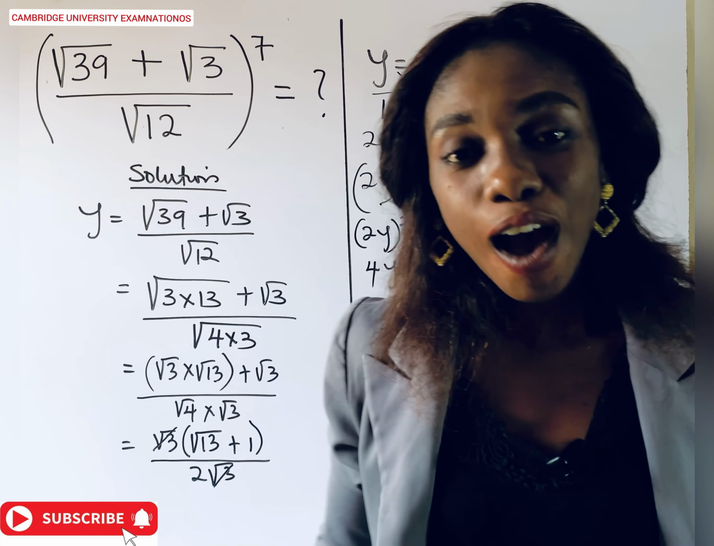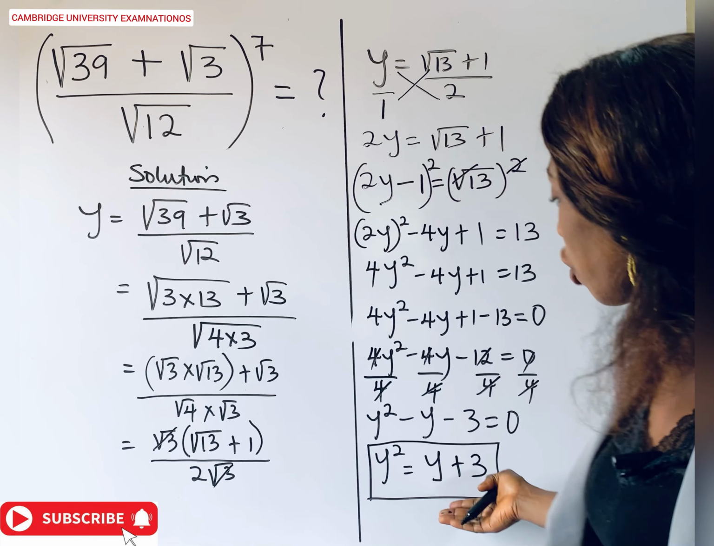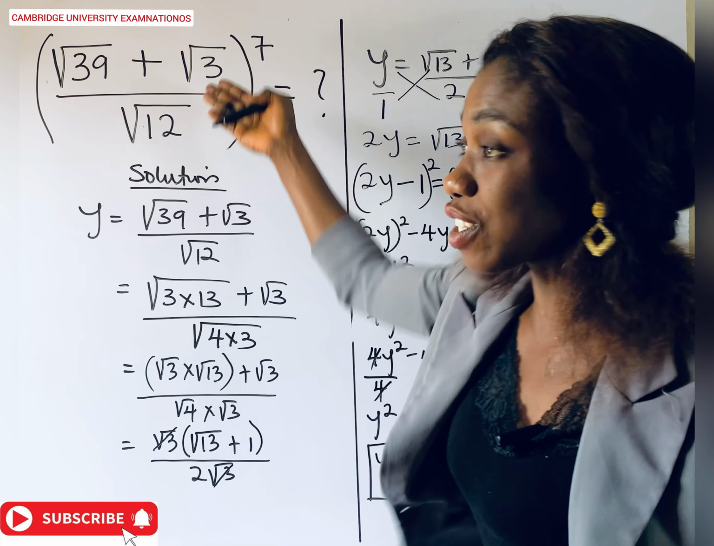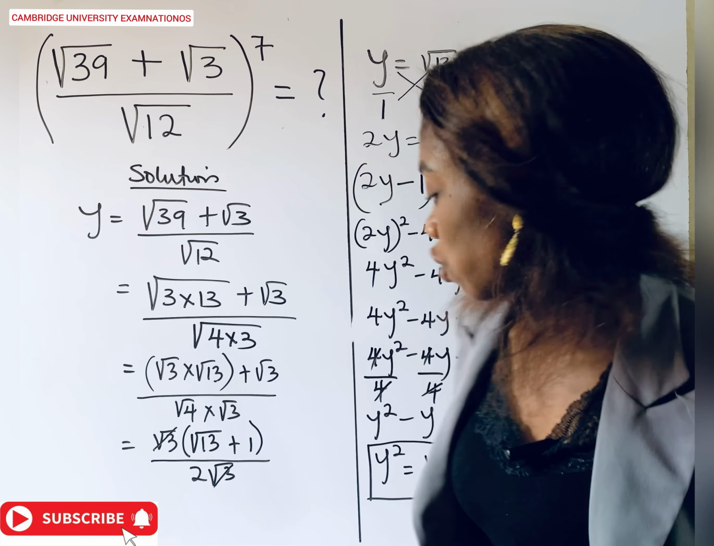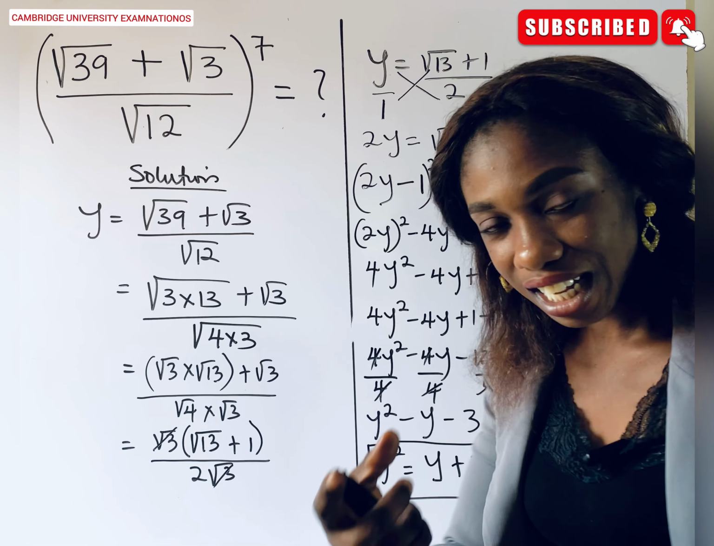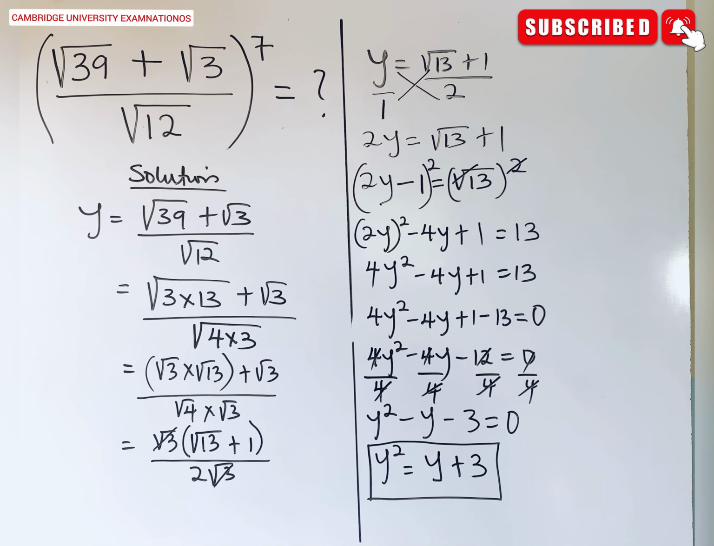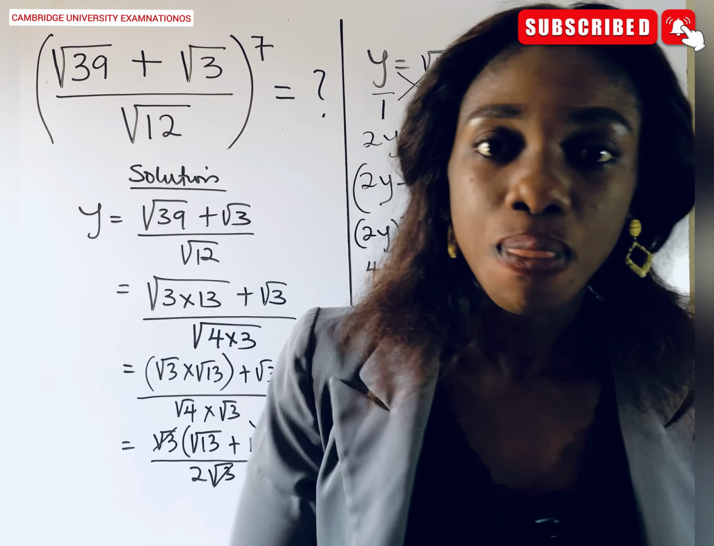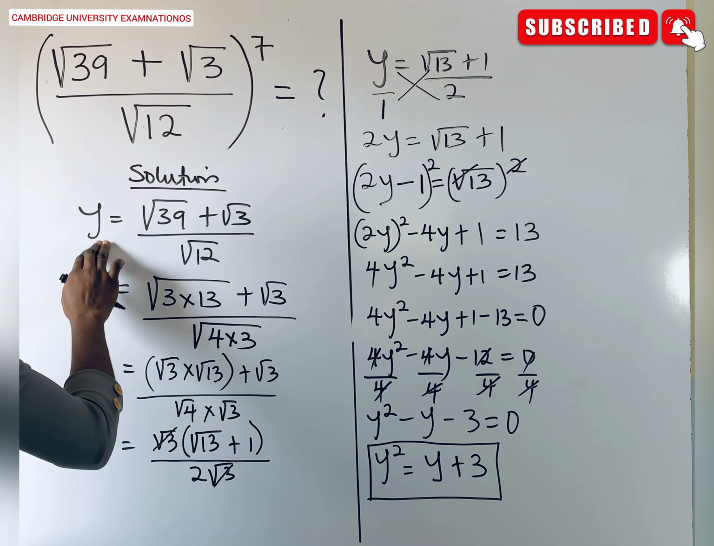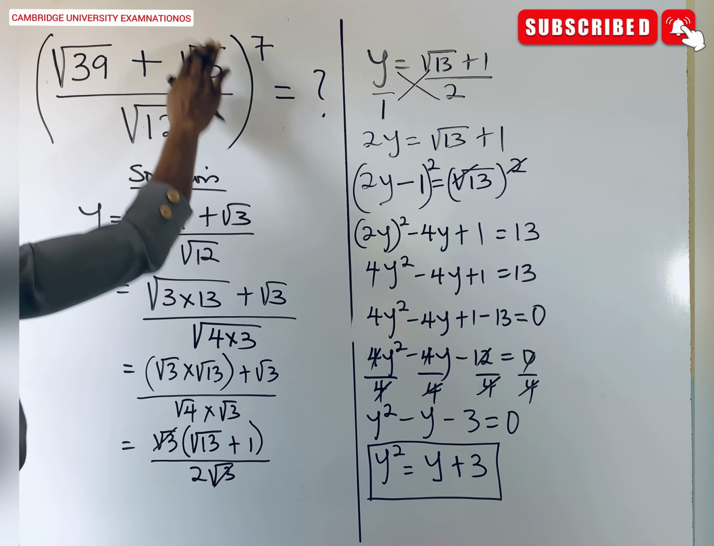So let's say that y squared is equal to y plus 3. But why? I'm going to show you, because this is going to help us a lot to answer this since we are not using calculator. So let's block it as this and let's use it as we go along. So what do you do? Now remember, the question we are given is this. And we said from the beginning that let y be what we have in this bracket.